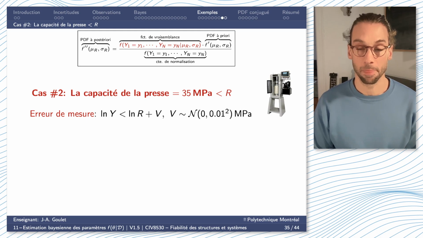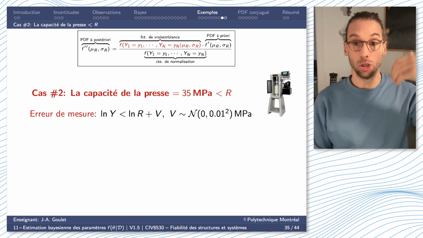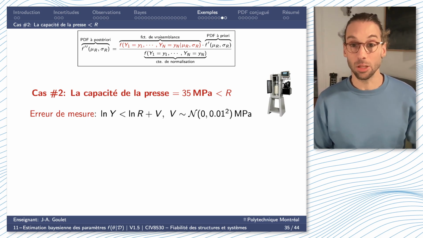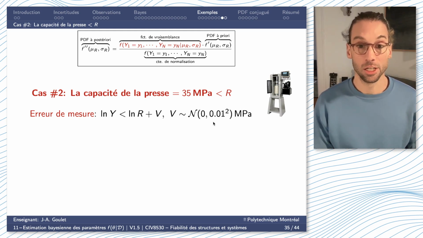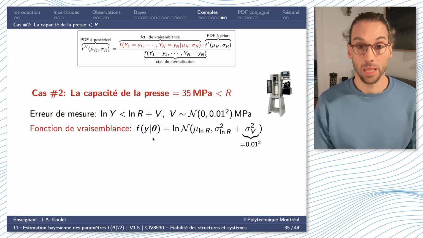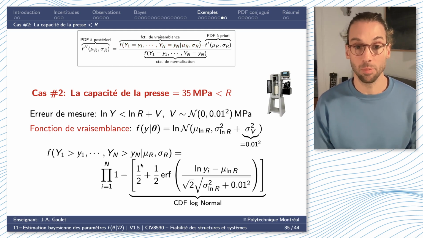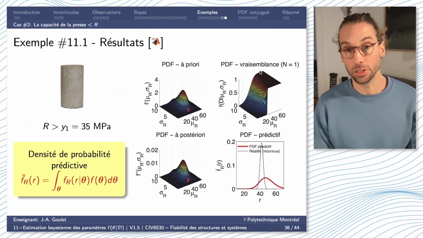So if we look at a second case where we would have, in this case, a lower bound for resistance, meaning that the press we're trying to crush our concrete with is not strong enough. In that case, what we observe is a lower bound on our resistance. So now the likelihood is going to be represented by the complement of our CDF. And now our likelihood looks like this.